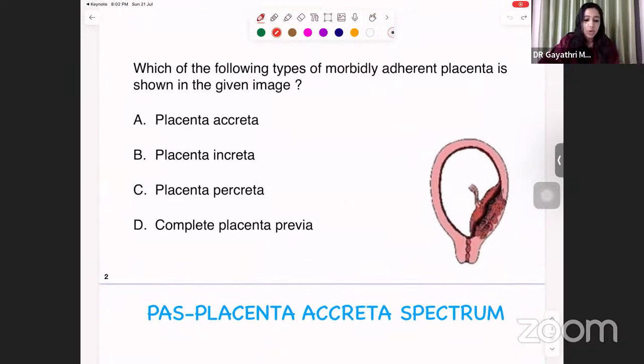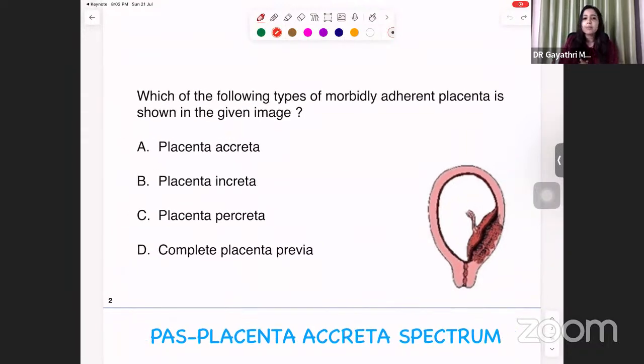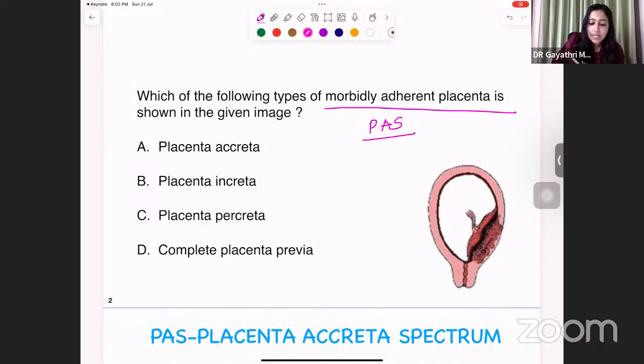The first question was about morbidly adherent placenta. Which of the following types of morbidly adherent placenta is shown in the given image? Apart from morbidly adherent placenta, the current terminology which is used is PAS. That came for the NEET one year back. Instead of giving morbidly adherent placenta, they just gave the short form, that is PAS.